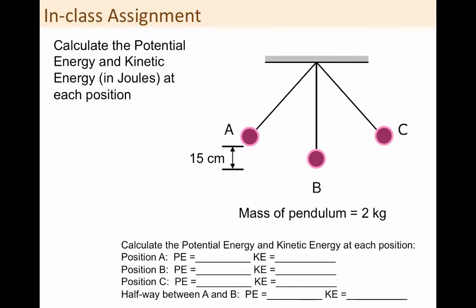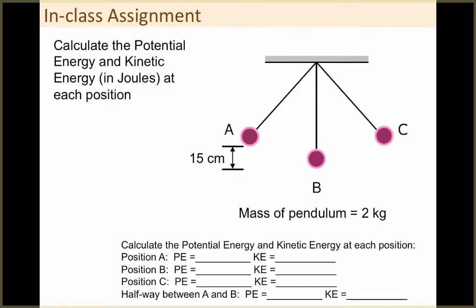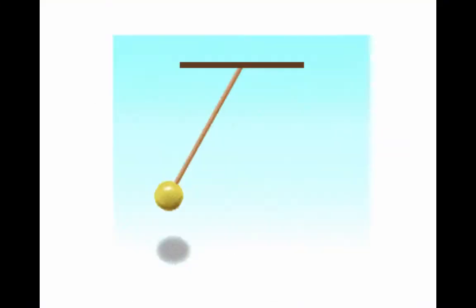Okay, in this video I'm going to go over the in-class assignment from the energies lecture. This is the pendulum problem that we were doing. In this problem, we're asked to calculate the potential energy and the kinetic energy at each of the positions of this swinging pendulum. It may be useful to look at a pendulum first and think about where it's going the fastest and where it's going the slowest.